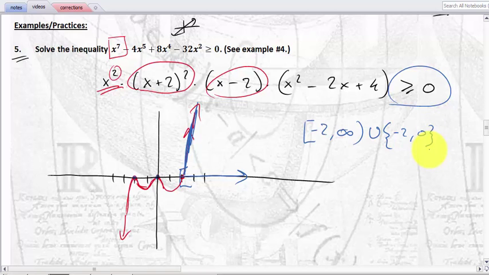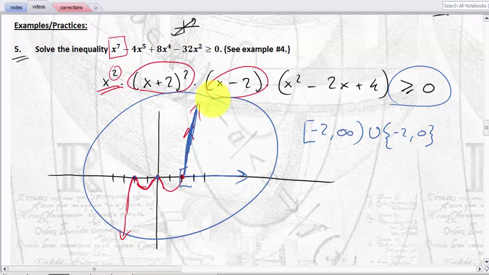So please, you do example number 2, 3, 6, and 7. Please, for 6 and 7, do not draw a sign chart. Do a graphical reasoning, please. Do a graphical reasoning. Okay.